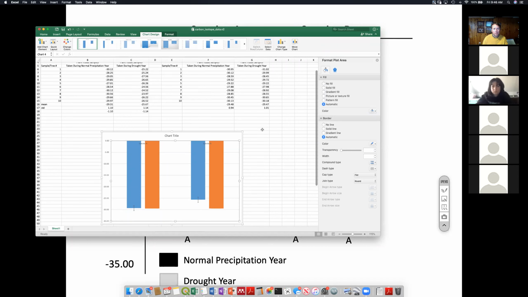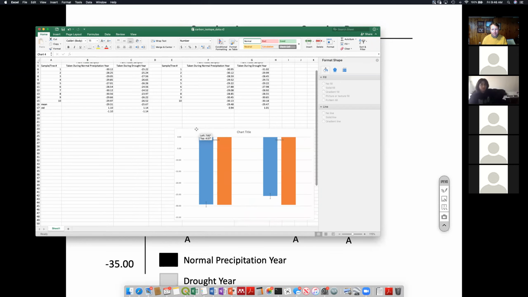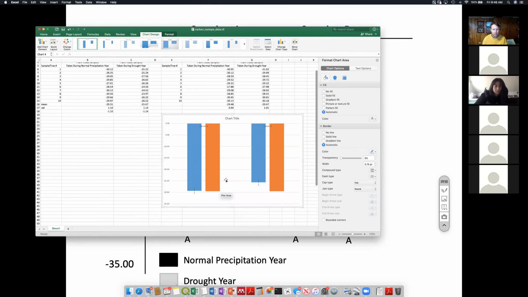Professor, are you going to show us how to do a t-test in Excel? Oh yeah, t-test. Let's do it. Okay. Chart is getting close already.